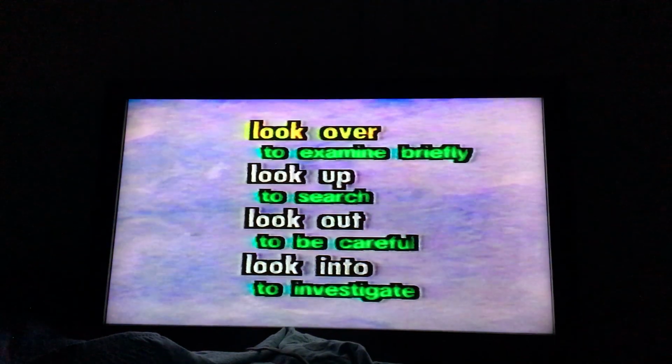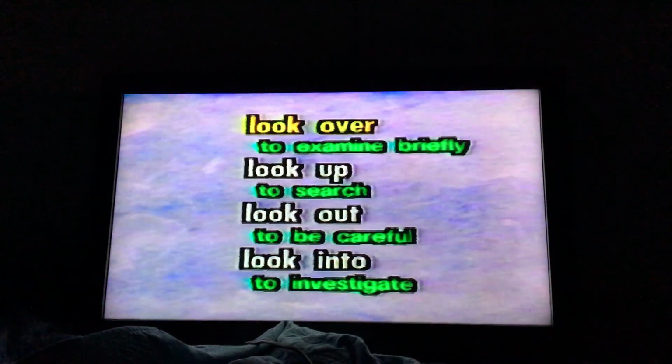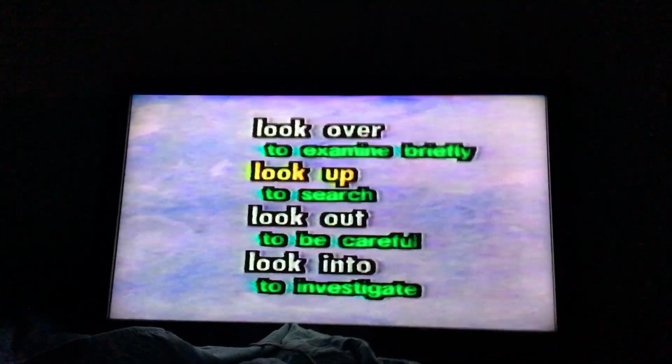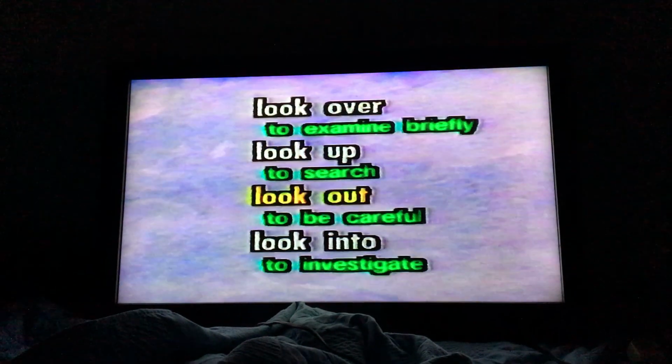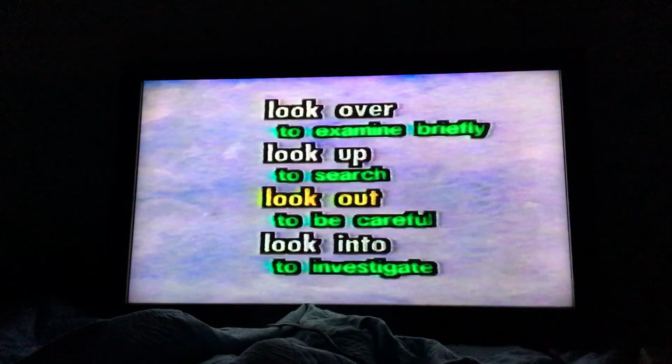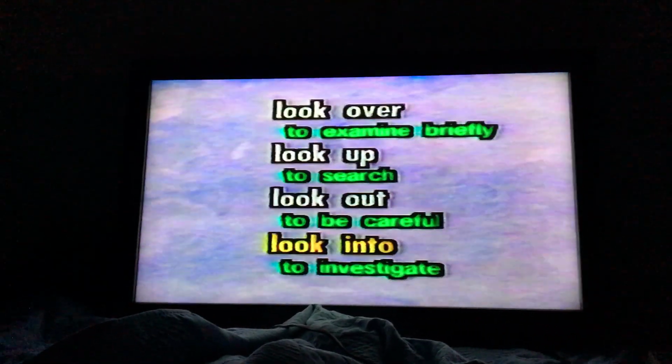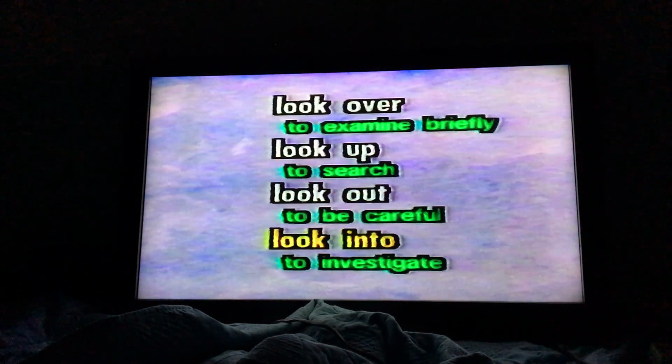Welcome back. The best way to understand idioms is to hear and use them in context. But sometimes the differences in the construction between various verb phrases are subtle, while the meanings can be quite different. For example, look over, to examine briefly. Look up, to search. Look out, to be careful. Look into, to investigate.